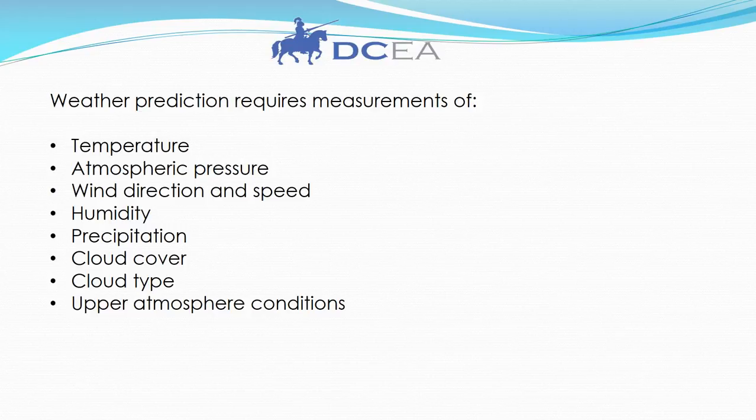Weather prediction requires measurements of temperature, atmospheric pressure, wind speed and direction, humidity, precipitation, cloud cover, cloud type, and upper atmospheric conditions, all of which we've learned about in the last two modules.